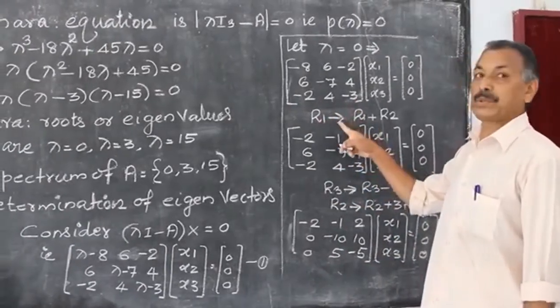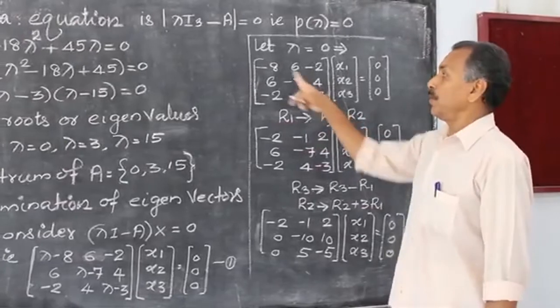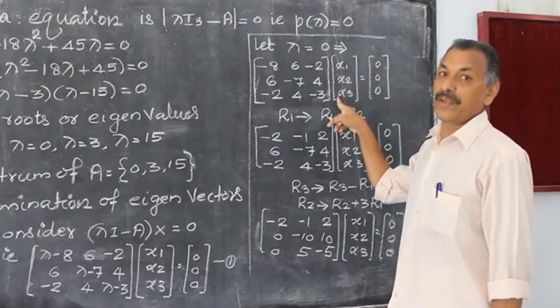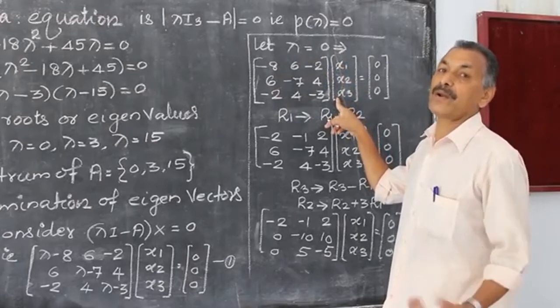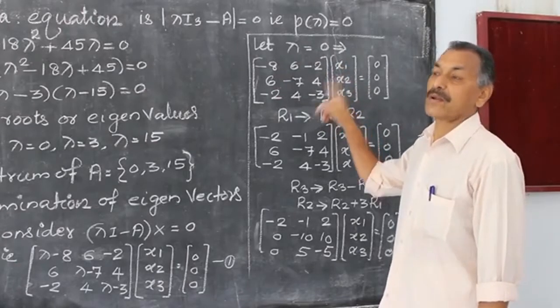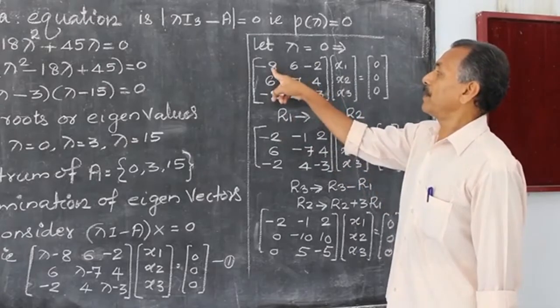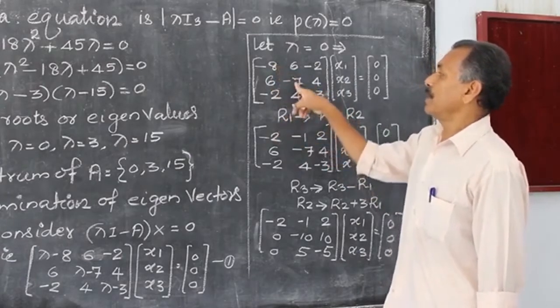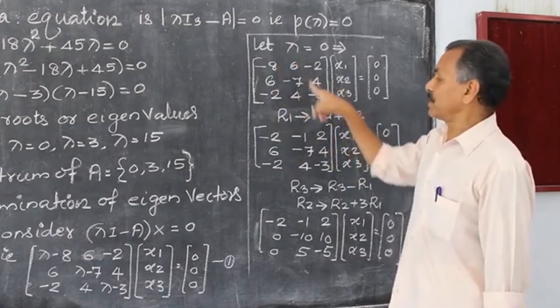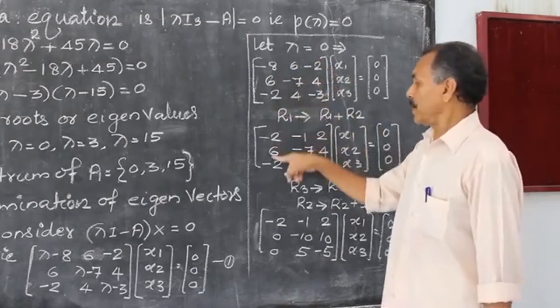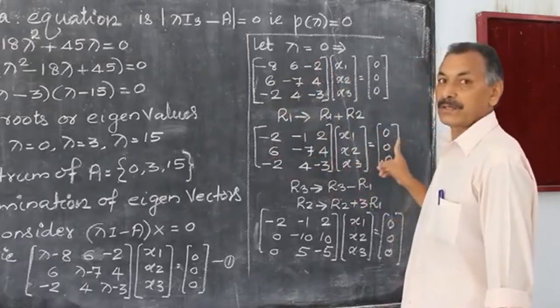First, R1 changes to R1 plus R2. Applying the row transformation R1 given by R1 plus R2: minus 8 plus 6 is minus 2, 6 minus 7 is minus 1, and minus 2 plus 4 is 2. Then R2 and R3 remain, times x1, x2, x3 is equal to 0.